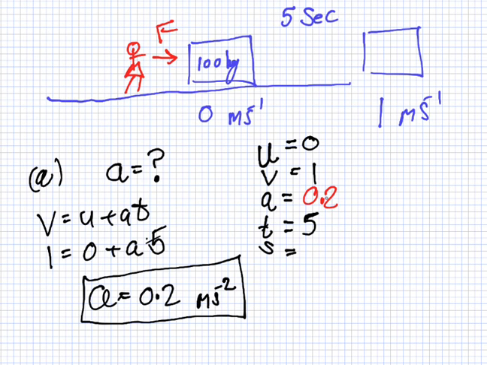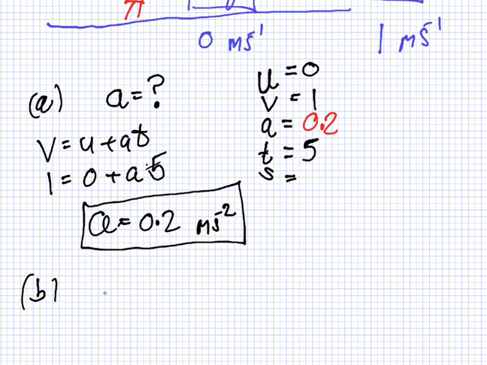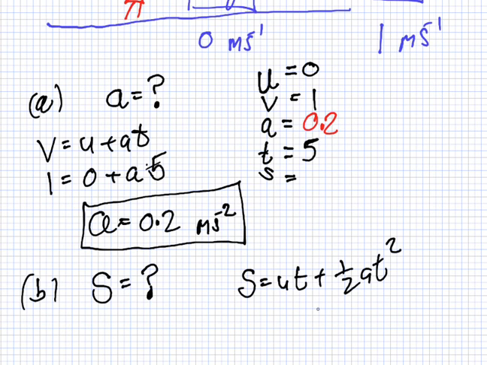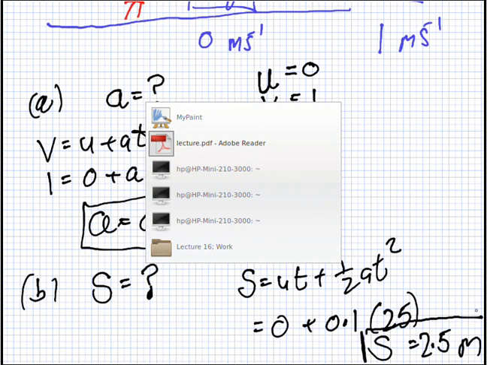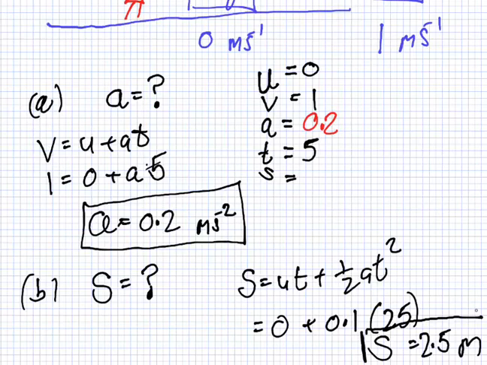Now what do you think I ask you to do in part B? Well, in part B, I ask you for the distance. So we'll use S equals UT plus a half AT squared, 0 plus 0.1 times 25, so the S is 2.5 meters. Okay? Right. Next question was, what was the force?